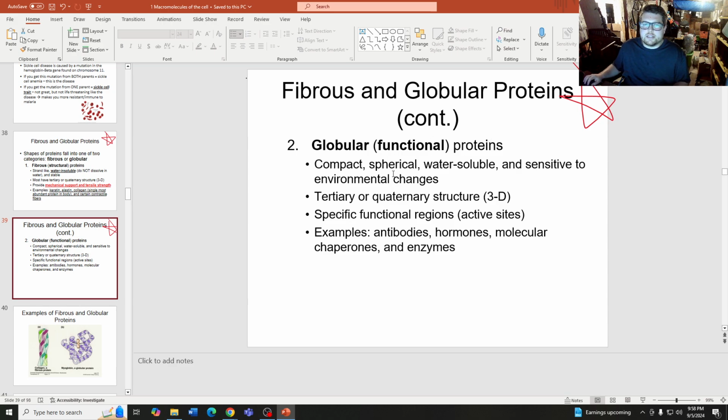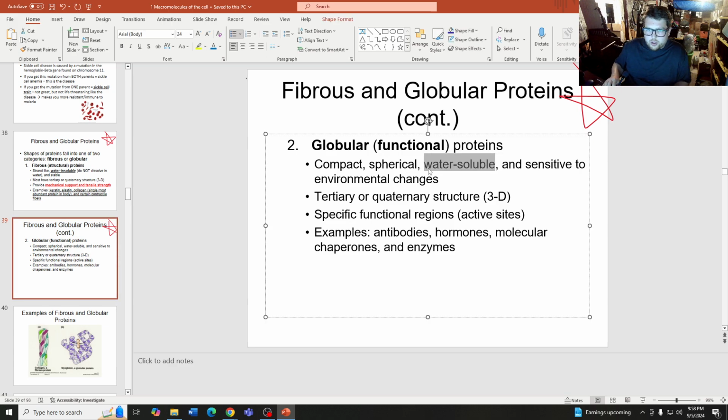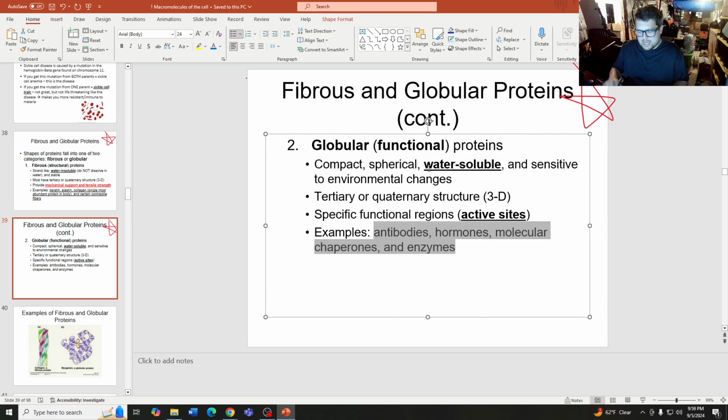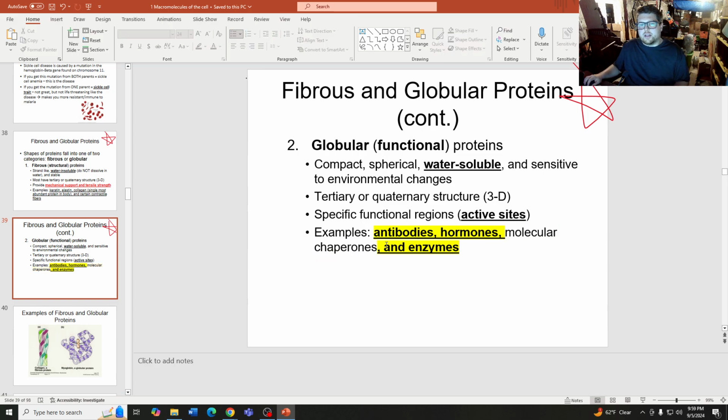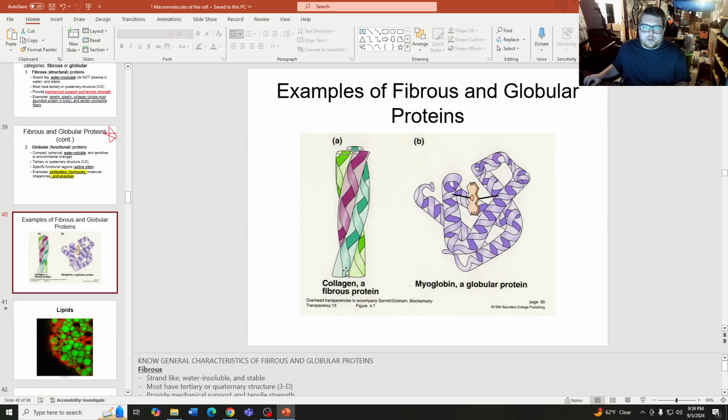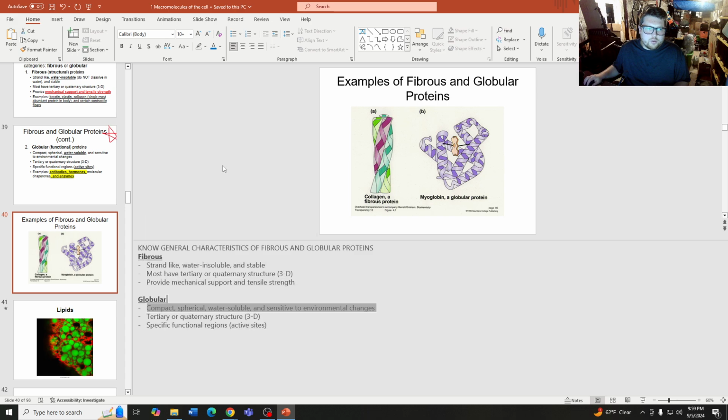Globular or functional proteins. These are compact, spherical, water soluble, and sensitive to environmental change. They have tertiary or quaternary structure and specific functional regions, so they have what are called active sites. These are the proteins that are going to be traveling around doing the different things that they're supposed to be doing. So the antibodies, the hormones, the molecular chaperones, the enzymes, all of these guys. Honestly, you don't really need to know the chaperone part. That's meh. But antibodies, hormones, and enzymes. There's the collagen, and there is the globular protein, like myoglobin. So know these structures.